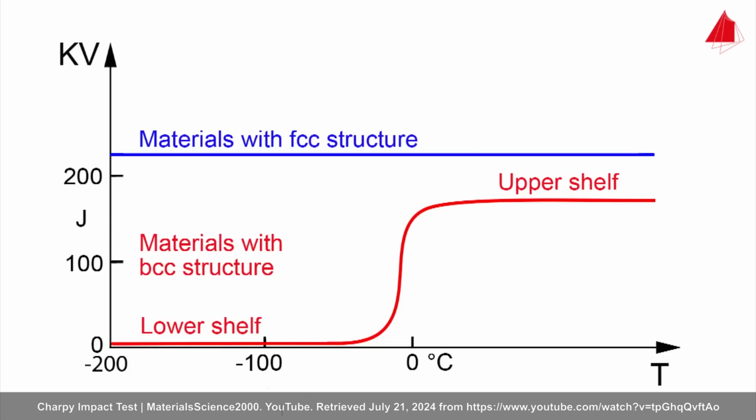Metallic materials with a face-centered cubic crystal structure, on the other hand, do not experience a ductile to brittle transition. These materials retain their ductile behavior towards low temperatures and are therefore well suited for low temperature applications.